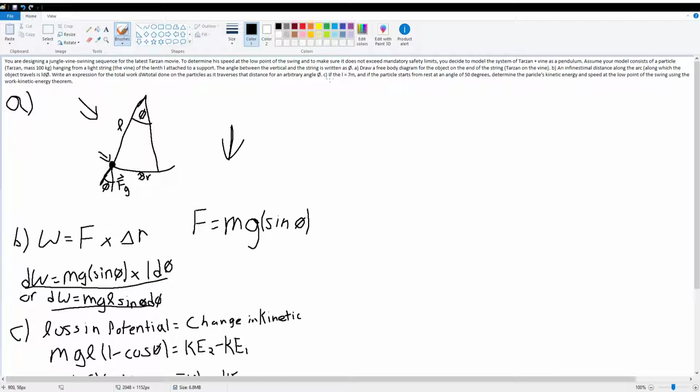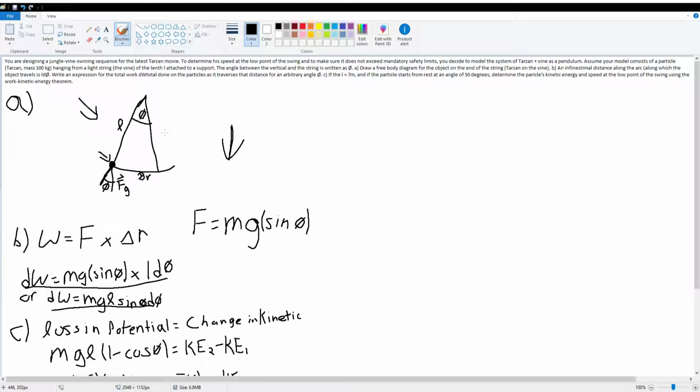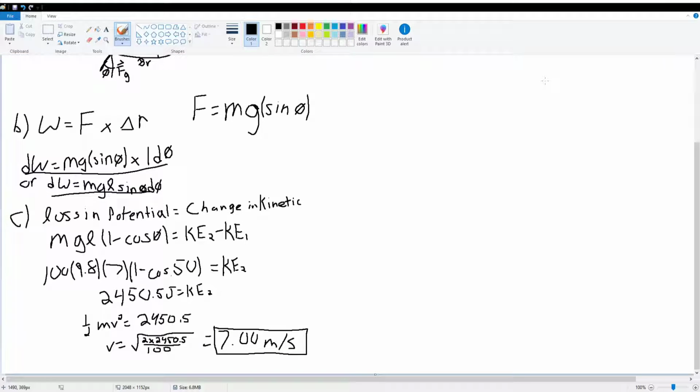And part C says, if the length is 7 meters and the particle starts from rest at an angle of 50 degrees, determine its kinetic energy and speed at the low point of the swing using the work-kinetic-energy theorem. So we want to find the kinetic energy. So we know that the loss in potential is equal to the change in kinetic. They go hand in hand.